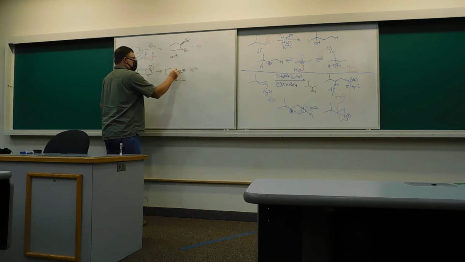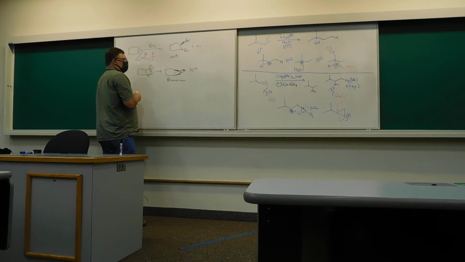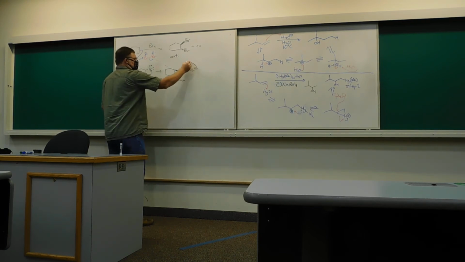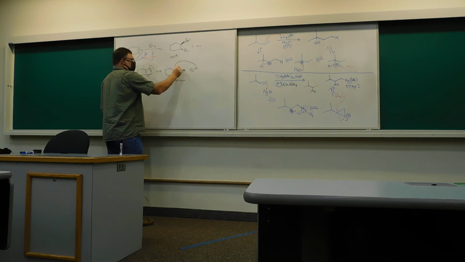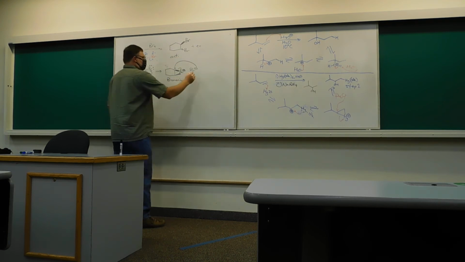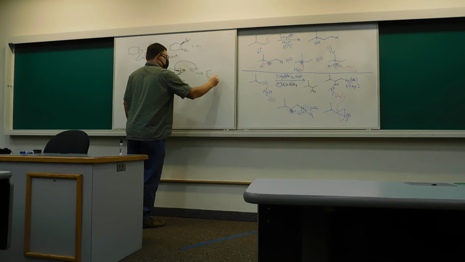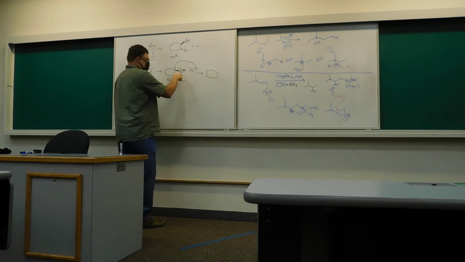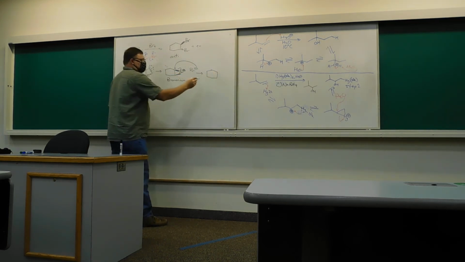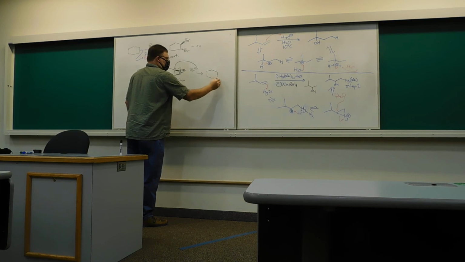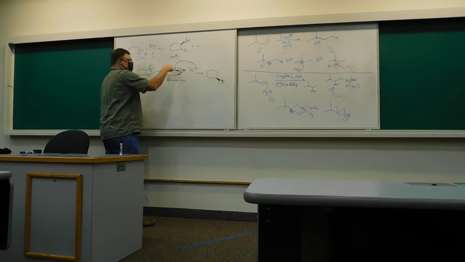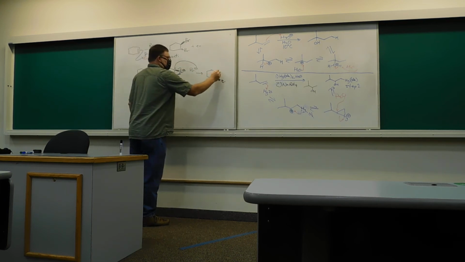So let's say this bromine is above the plane. If the bromine's above the board here, the bromide has to come from the back. And this would give us this bromine staying above, and the one that comes in has to attack from behind it.